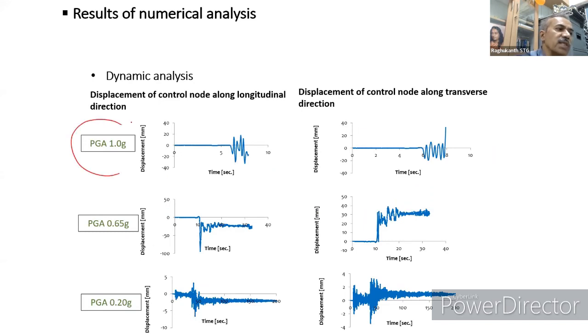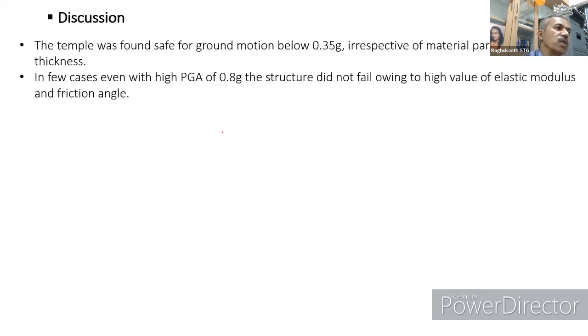So if it's a PGA of 1G, you can see the temple displacement. It will oscillate for some time, then obviously it collapses. Now for a PGA of 0.2G, the temple will not collapse. You will see some small drift, but still it goes away. But for 1G, the temple gives up and it will just collapse. A failure mechanism will get formed.